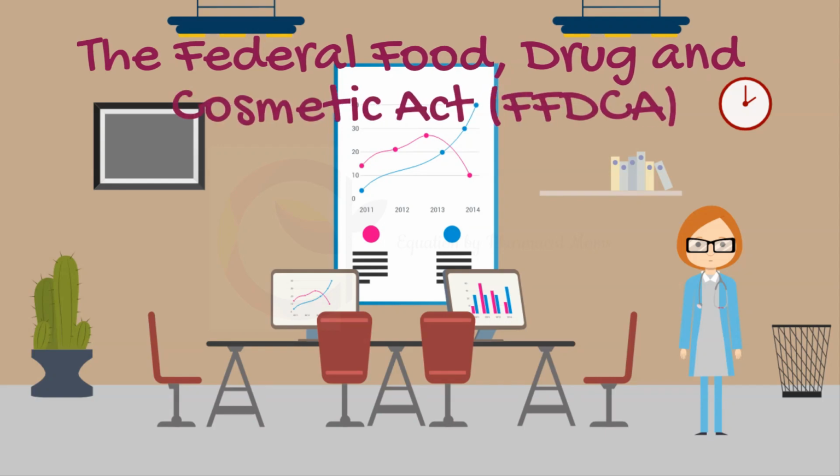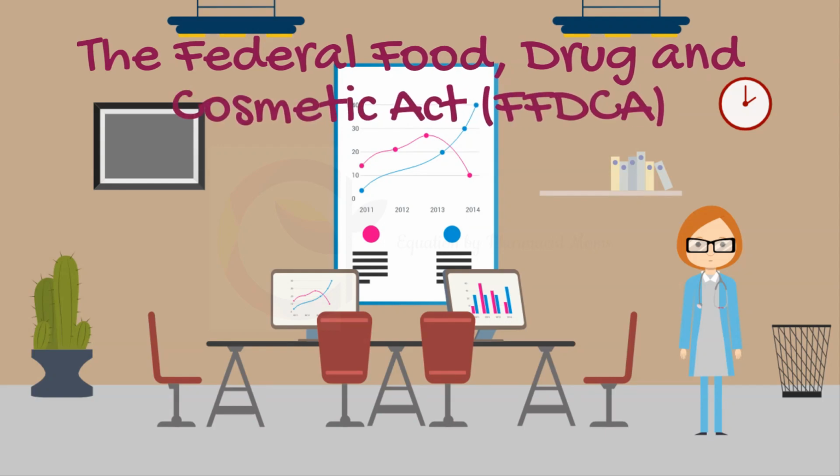The first one is the Federal Food, Drug, and Cosmetic Act. The Federal Food, Drug, and Cosmetic Act, that is FFDCA, was passed in 1938 to help in determining what drugs would be approved for certain uses. The FFDCA gave the Food and Drug Administration, that is FDA, the authority to ascertain the safety of numerous food products, medicinal drugs, and cosmetics in the United States.